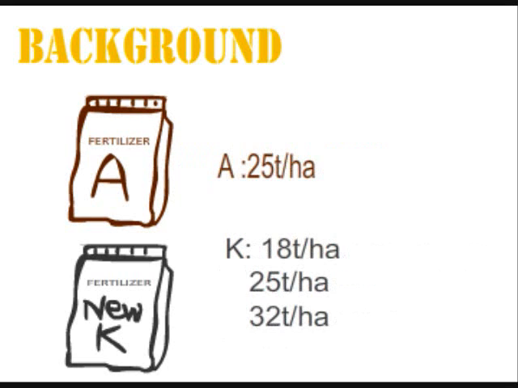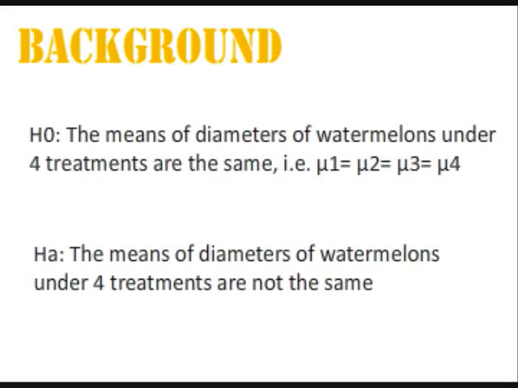Therefore, in the project, A is applied at 25 tons per hectare, while K is applied at three different levels, which are 18, 25, and 32 tons per hectare. Here are the hypotheses of our study. The null hypothesis is that the means of the diameters of watermelons under the four treatments are the same. On the other hand, the alternate hypothesis is that the means are not the same.